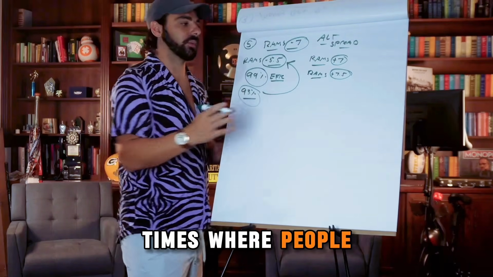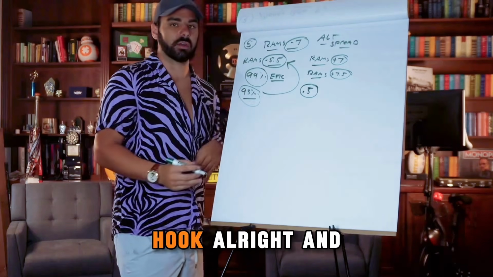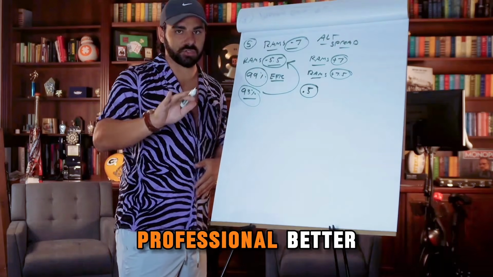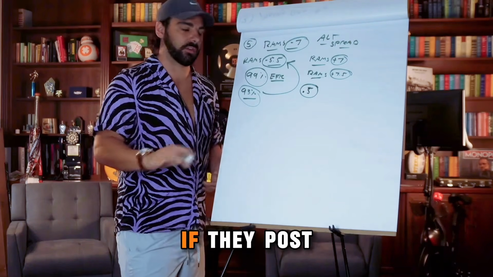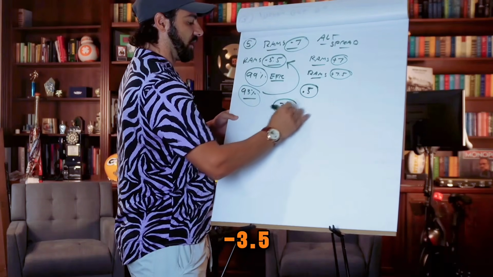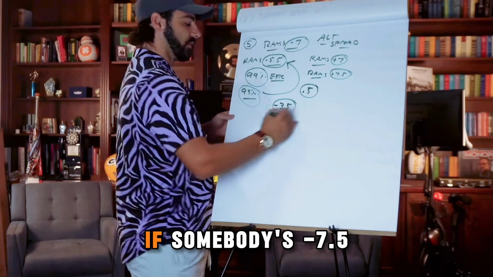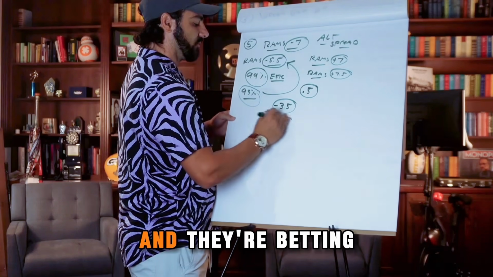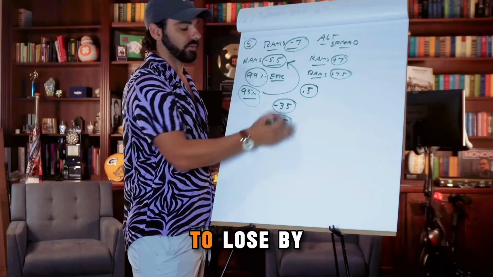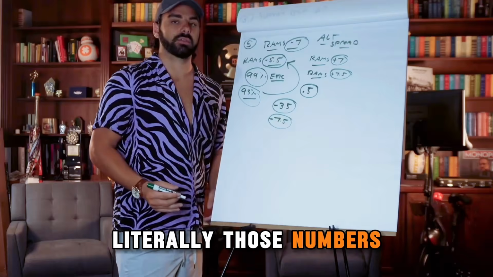There are so many times where people lose by literally this right here, 0.5, the hook. And this is how you can tell when somebody's a professional bettor and somebody's an amateur. If they post tickets and they're posting a play with a team that's -3.5, that's an amateur. You would never play -3.5. If somebody's -7.5 and they're betting that, that's not how you do it. You are susceptible to losing by the hook by betting literally those numbers.